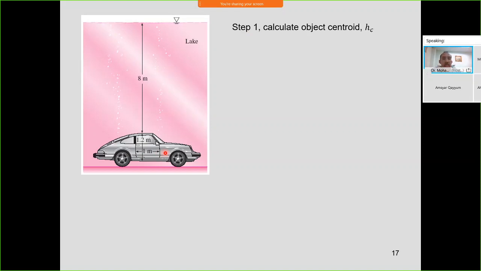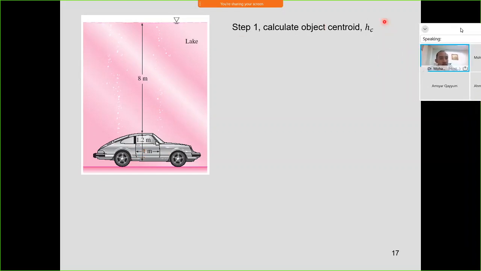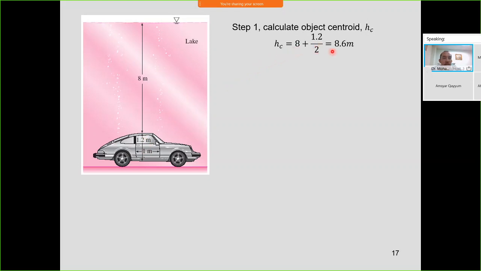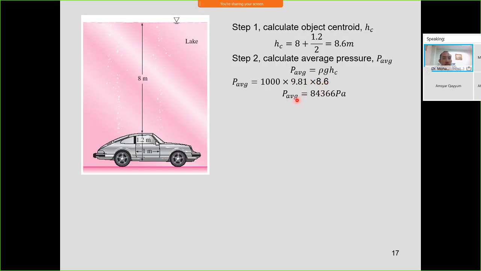Still using the simple steps. First, calculate the centroid. For this case, where is the centroid for the door? I think everybody can get it. So the location for SC is 8 meter plus half of the size of the door, so 8 plus 1.2 over 2. So the location for the centroid is 8.6 meter from the water surface. Second, calculate the P average. So P average is rho g HC. Rho is 1000, g is 9.81, and H is 8.6. So you got the P average equal to 84,366 Pascal.